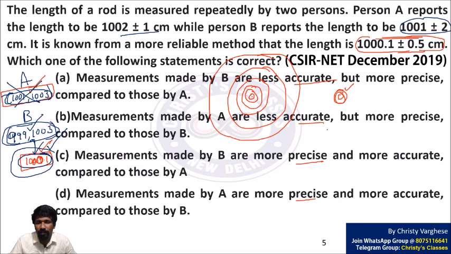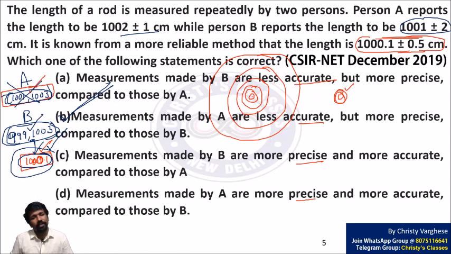A is more precise. The option saying so can be the answer. So measurements made by A are less accurate but more precise compared to those of B. Option B will be the correct answer. Then you have to check the answer options, which option is saying according to the situation.